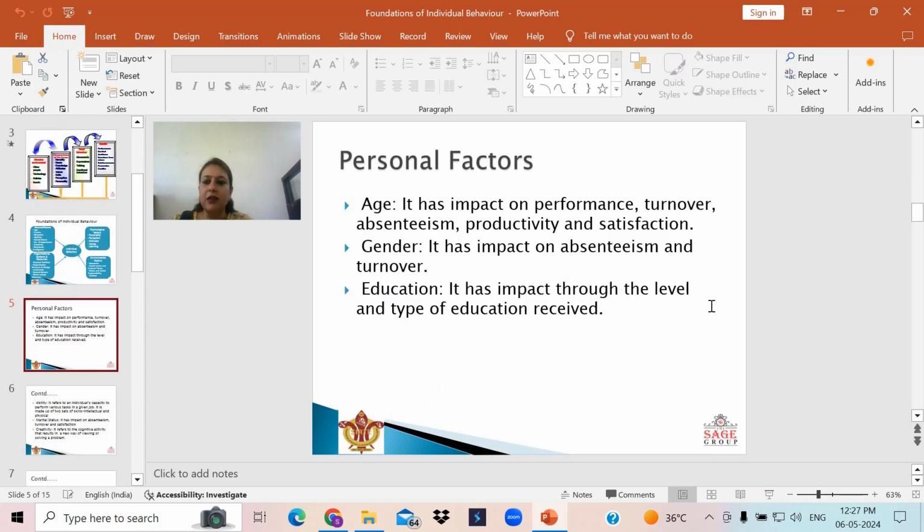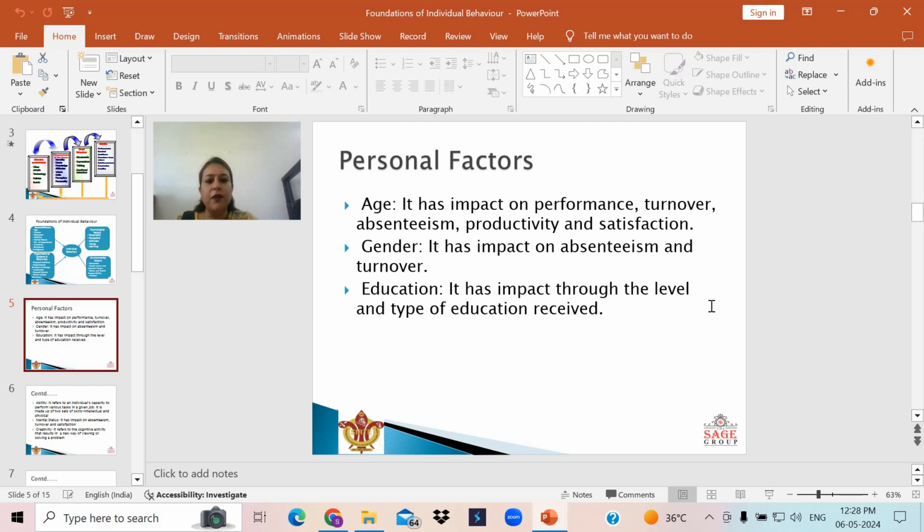First is personal factors. As you all know, personally we have certain things which make us different from the other person in our behavior. For example, age. It has impact on performance, turnover, absenteeism, productivity and satisfaction. Age matters a lot. For example, if we are in a young age, we are very energetic, we show very high productivity, we feel very satisfied with the work, we have that zeal of doing work with 100% efforts.